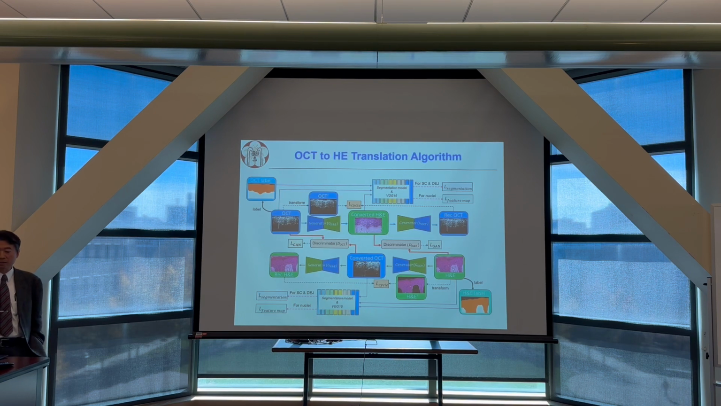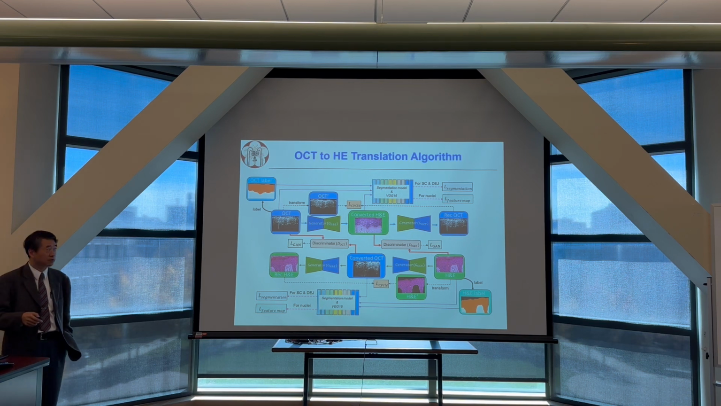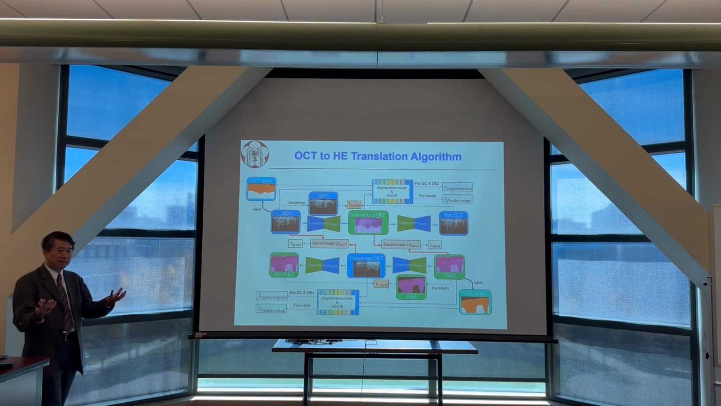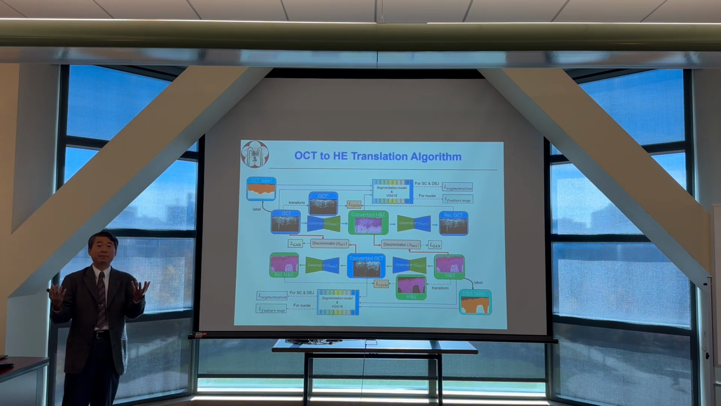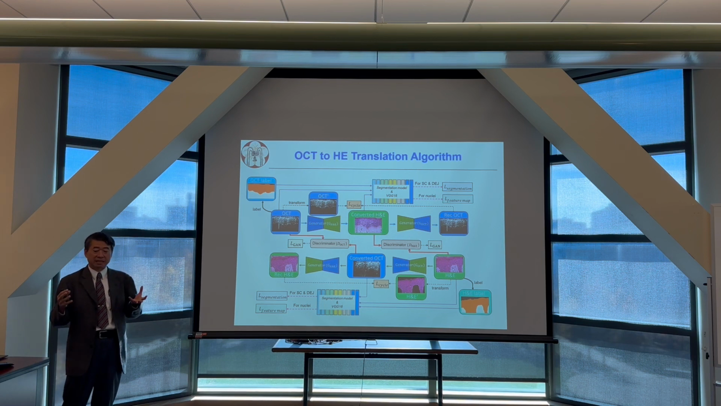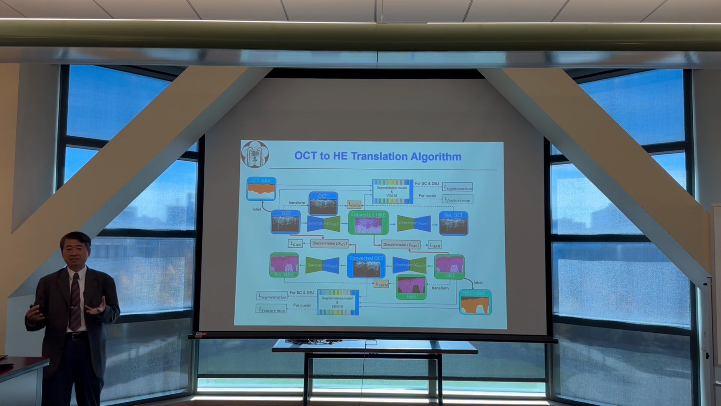Right now for image translation, there's a very famous algorithm called CycleGAN. I don't know whether you have heard about CycleGAN. So basically, you have two data sets. This is one data set for OCT. This is another data set called H&E. These two data sets are actually independent. They are not paired data, because it's almost impossible to have paired data of the OCT and H&E. So the nice thing for CycleGAN is that it's not paired data.